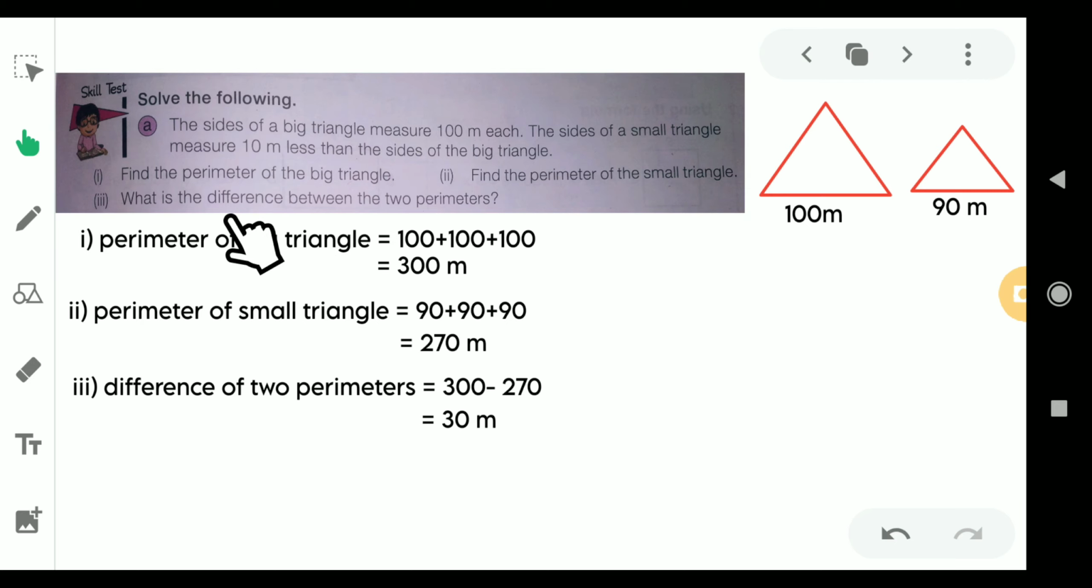So for this we have to find the perimeter of the big triangle. The perimeter of the big triangle is adding all the sides, 100 plus 100 plus 100, so that it is 300 meter, and the perimeter of the smaller triangle would be 90 plus 90 plus 90, so that it is 270 meter, and the difference of the two. Difference means just subtract the perimeter of the smaller triangle from the perimeter of the bigger triangle. So 300 minus 270 would be 30 meter. Let us move on to the next question.